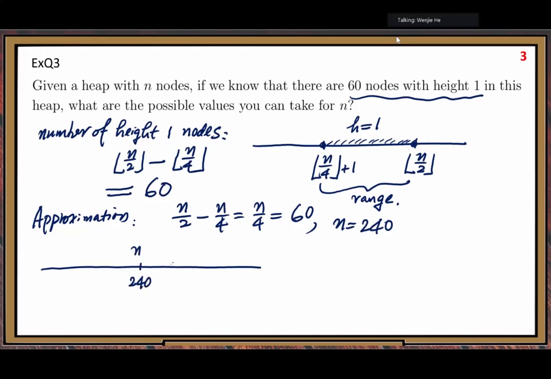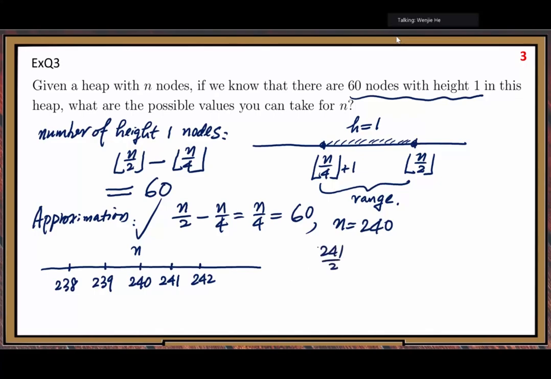Then we look at the right extension and the left extension: 241, 242 on the right, and on the left-hand side, 239, 238. Then we plug in and check. When we plug in 240, we can easily see it works.